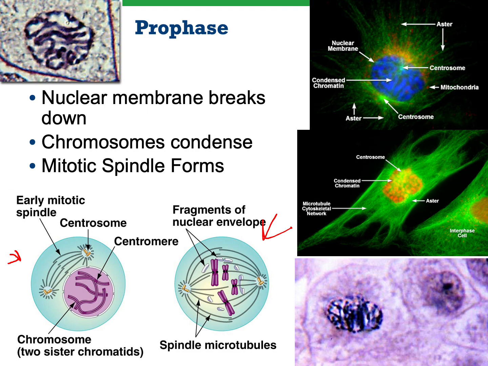Similarly, in these fluorescent images, you can see the nuclear membrane here, the centrosome here in bright green, the condensed chromatin here in blue, the mitochondria, which was tagged in red, the centrosome, another centrosome over here, and here you have another fluorescent image of the same process.